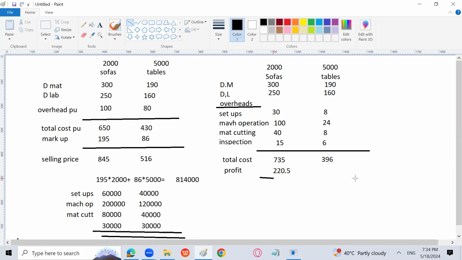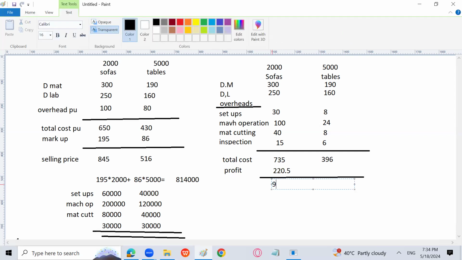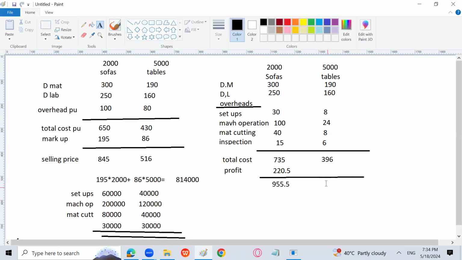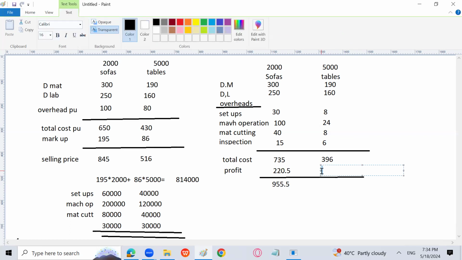And 20% I will add for tables, 396 into 0.2. Yes, if you do 0.2, that will work for you. So that will become 955.5. And 20% of 396 will be 79.2. And I will add 79.2 into 396. I will get the selling price. So how much will it be?